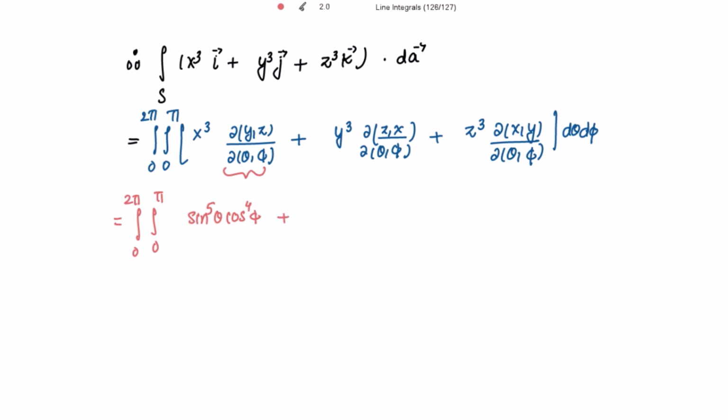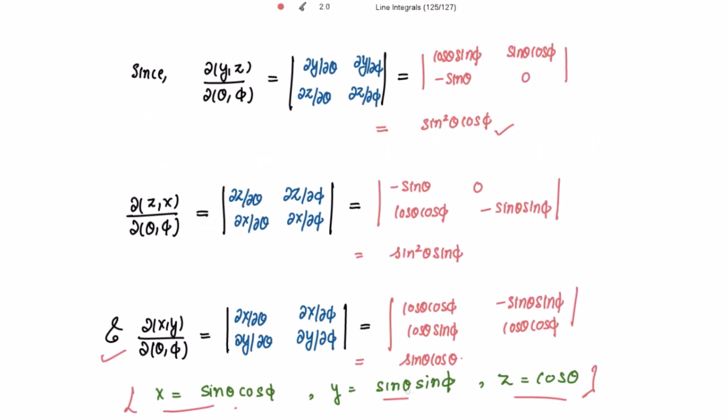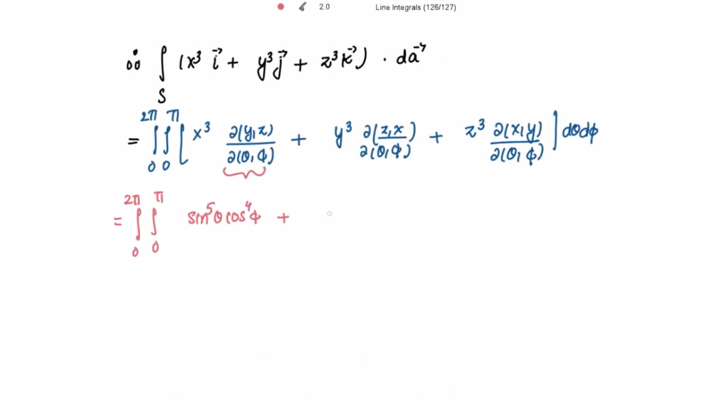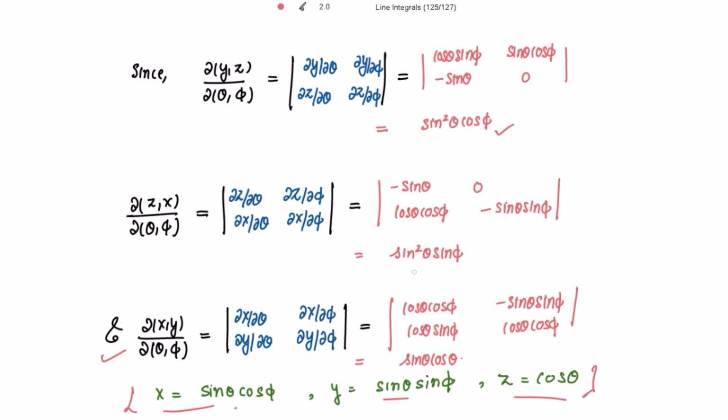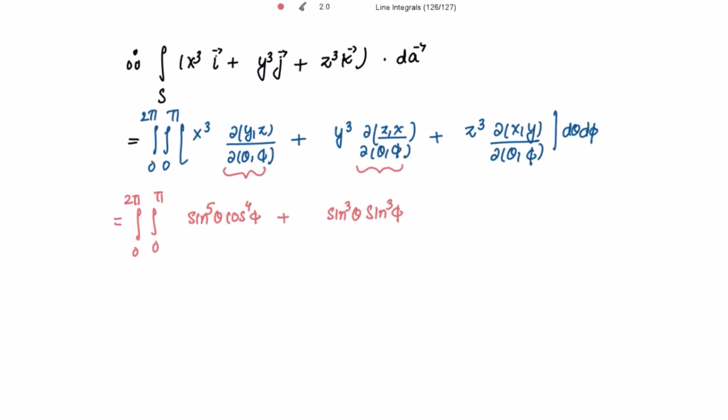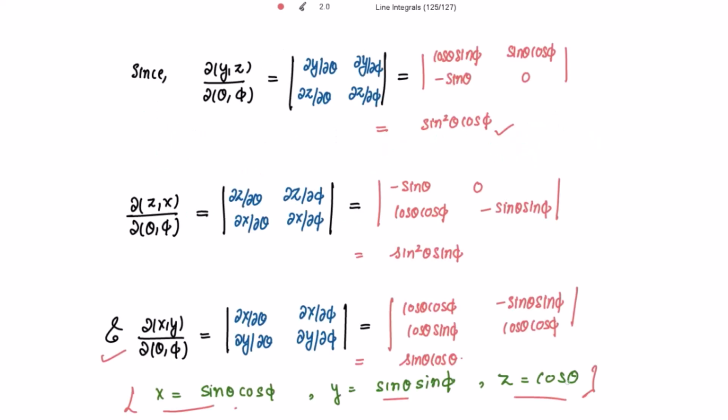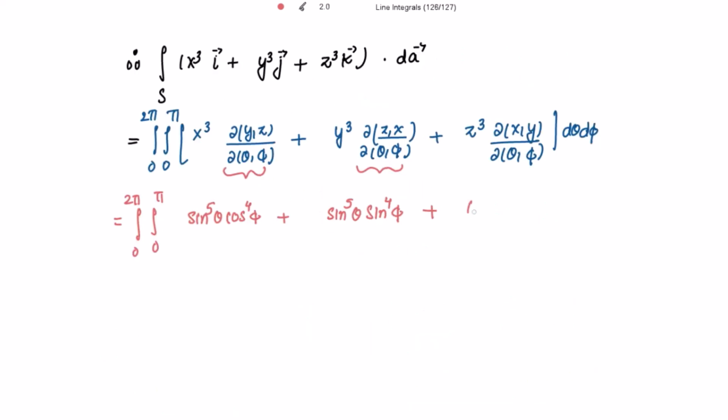Plus y cubed. This is sin cubed theta sin cubed phi. And the value for this is sin squared theta sin phi. So for sin theta, this power becomes 5. And for sin phi, this power becomes 4 again. Plus z cubed. So this is cos cubed theta.